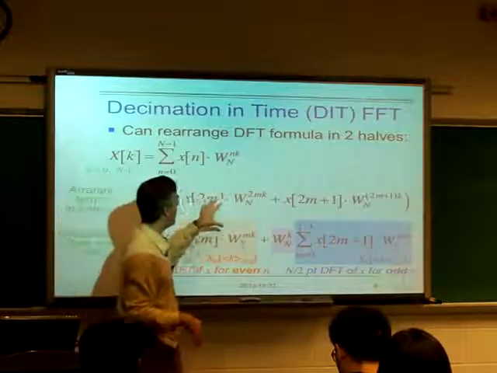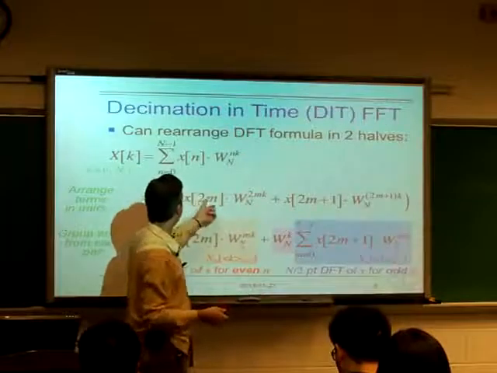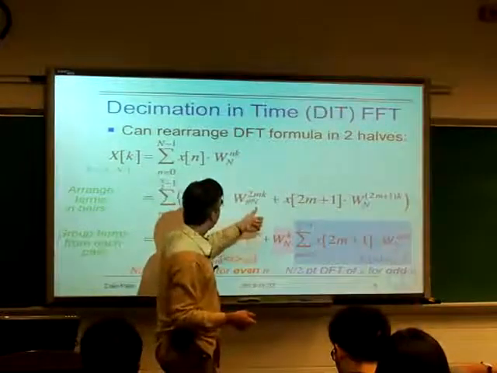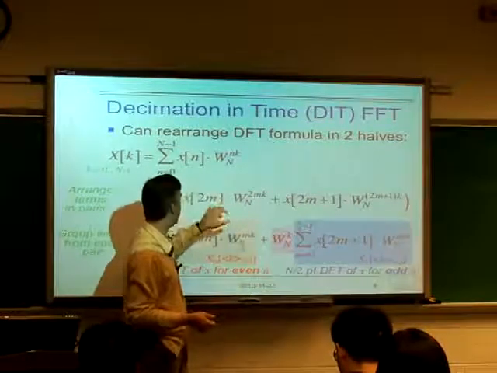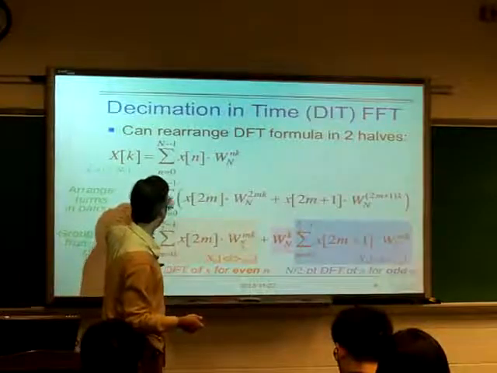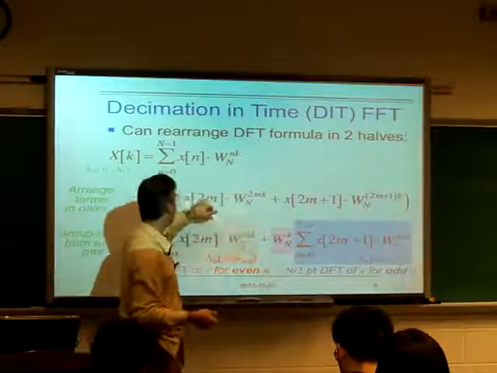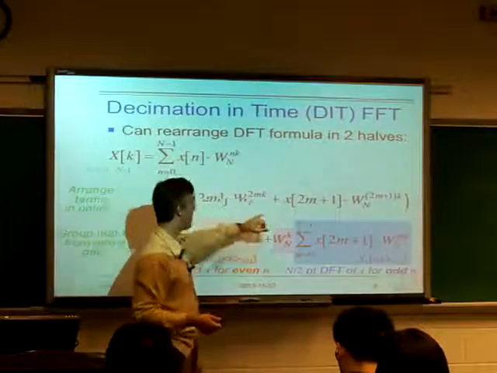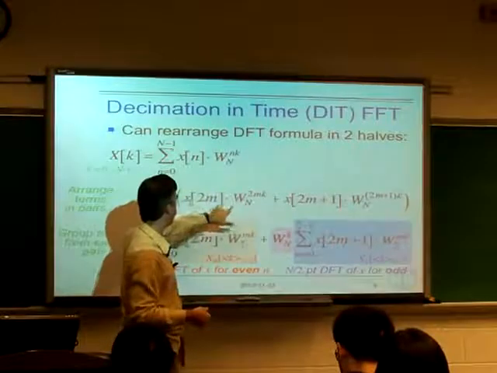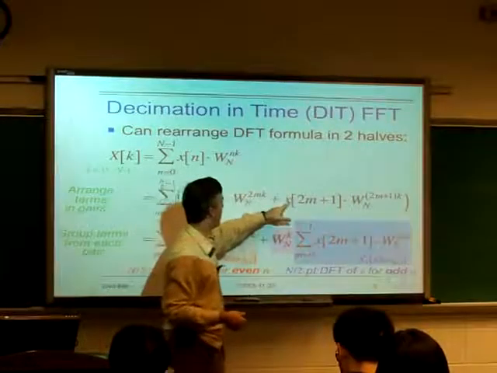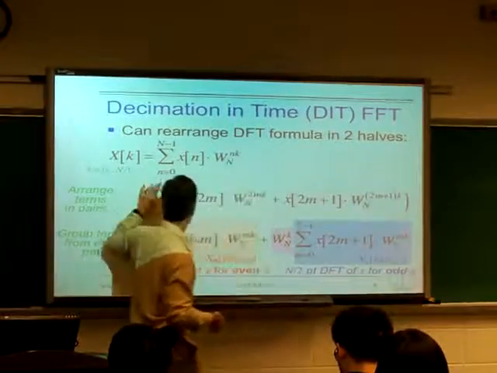If we consider these terms in this summation as a set of pairs of terms, x of 2m and x of 2m plus 1 for all values of m, right? So if I have m from 0 to N on 2 minus 1, then this is going to cover all my x's. It's going to cover all big N of my x's. But now these are all the even indexed ones, and these are all the odd indexed ones. And then I keep these coefficients here. So it's x of 2m times W sub N to the 2mk plus x of 2m plus 1 times W sub N to the (2m plus 1)k, right? This is the same summation.